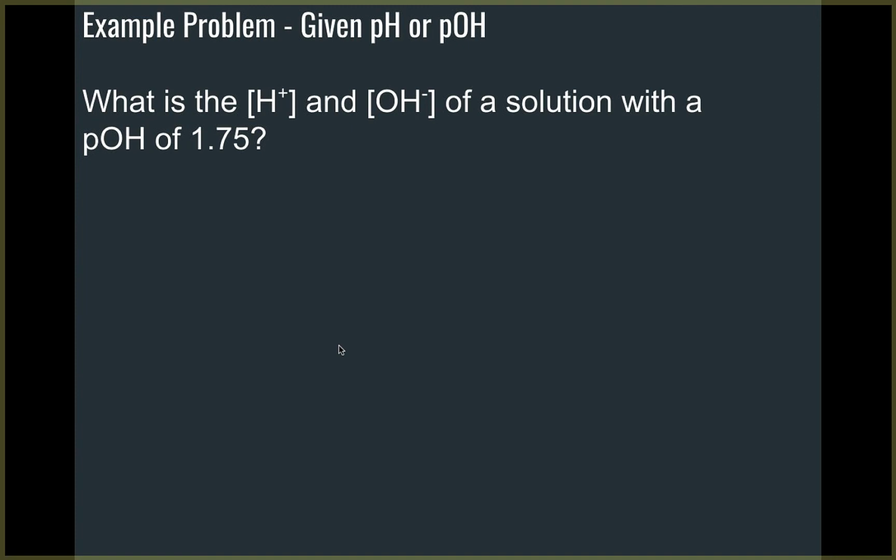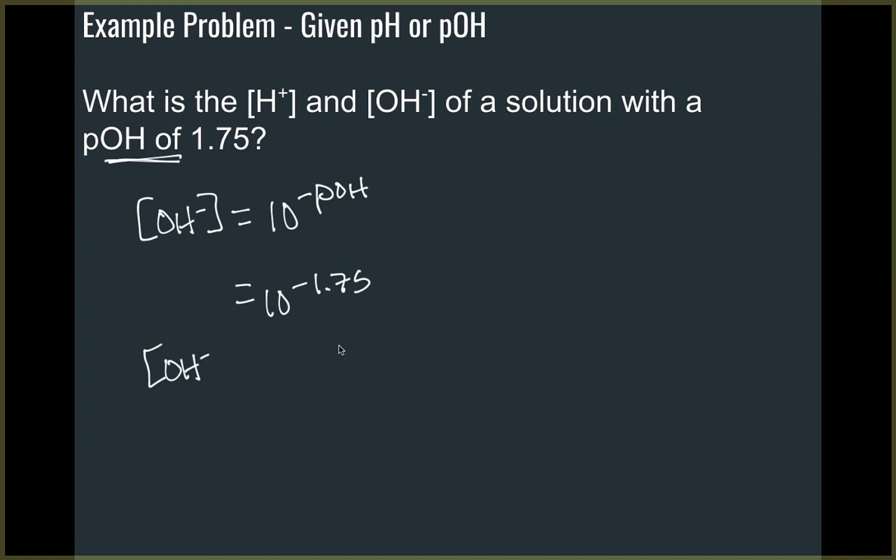Okay, so here's another given pH or POH. So this time we're given the POH. So for this one, you go look at your formula list. I know that OH minus equals 10 to the negative POH. So 10 to the negative 1.75. So my OH minus would be 0.018 molar.